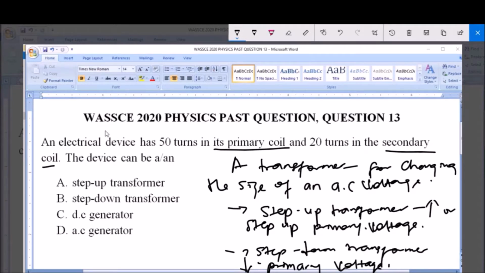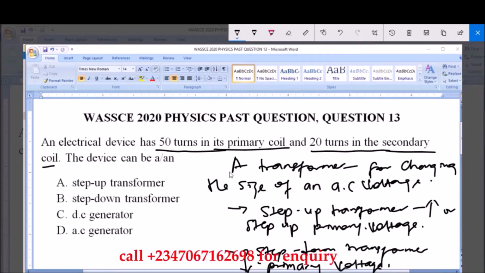Now the question says an electrical device has 50 turns in its primary coil and 20 turns in the secondary coil. You agree with me that here the primary coil has more turns than the secondary coil. And so therefore it is a step down transformer, because the main aim here is to decrease the applied voltage. Like we say, the step down transformer helps to decrease primary voltage or applied voltage, and this is because the primary coil usually has more turns than the secondary coil, unlike the step up transformer, where the secondary coil has more turns than the primary coil. So the answer to this question is option B, step down transformer.